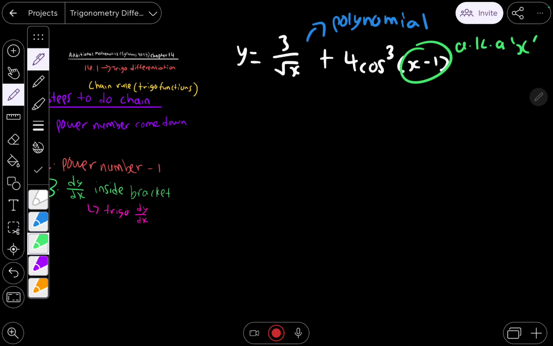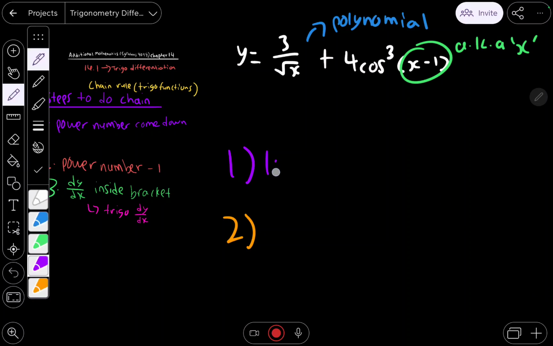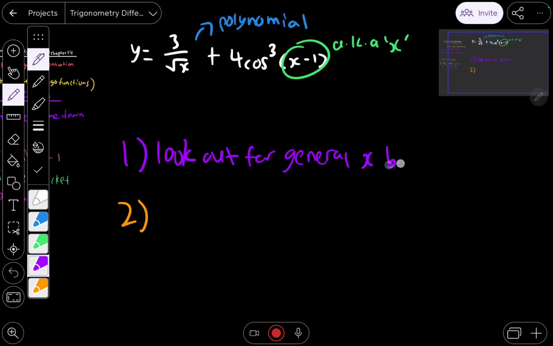And before I go deep into the question, let me share with you some steps to do trigonometry differentiation. And I will even post the picture on my website. Alright, so the first strategy, there are usually two steps which is how I will do my trigo differentiation. First step is to always look out for where your x is. For the general x, x beside trigo function.